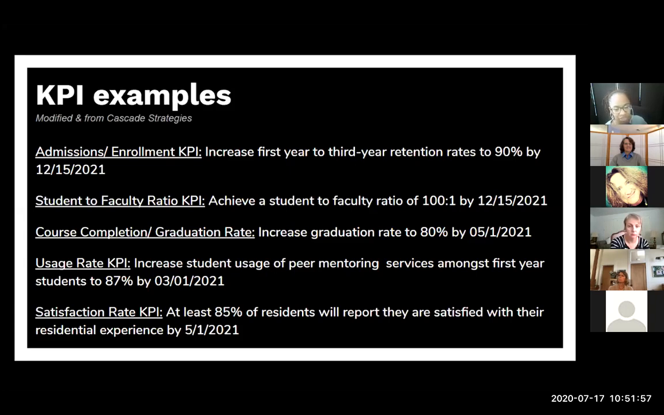And then the last two examples are us trying to increase usage of peer mentoring so that 87% of our target population is using the services. And then the final one is trying to give students in housing a positive experience so that 85% of our residents report that they're satisfied with their experience. And again, these can be used for either academic affairs or student affairs purposes. Yes, KPIs do seem like SMART goals. Yes, that is a great way to think of them.